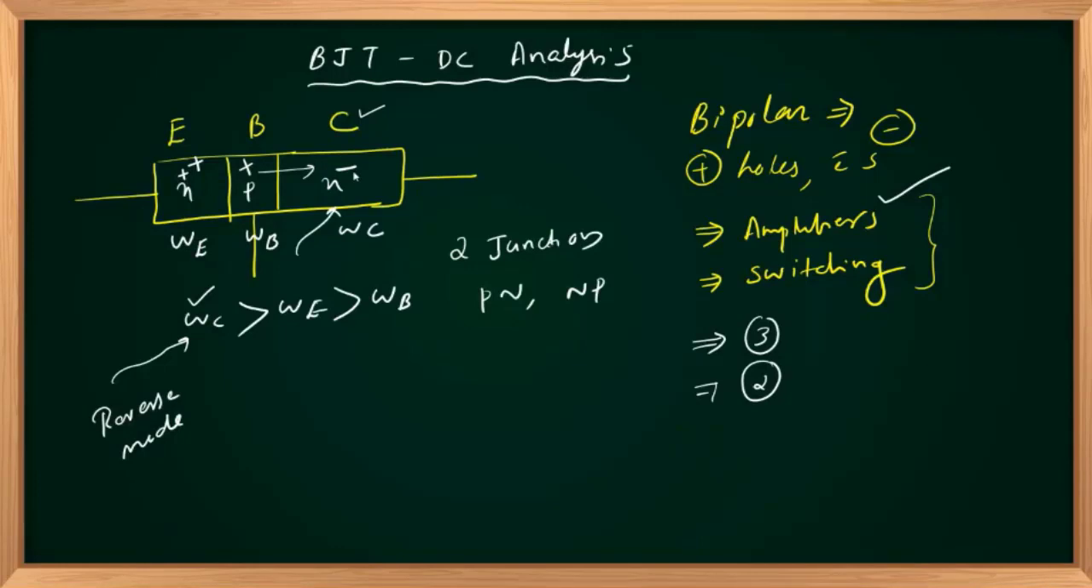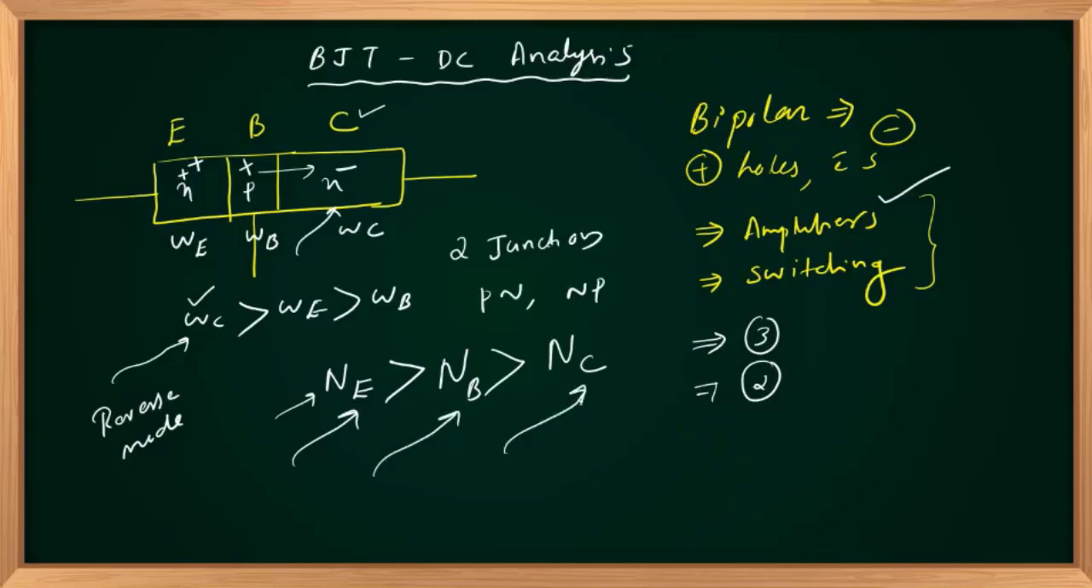In your NPN or PNP transistor, doping concentration at emitter region, that is N is number of carriers per meter cube or centimeter cube, in emitter region is always greater than number of carriers or doping concentration in the base region, and that is in turn greater than doping in the collector region. Or emitter is heavily doped, base is moderately doped, collector is lightly doped. Please don't confuse. Base is moderately doped, or doping concentration at base is greater than doping concentration at collector.